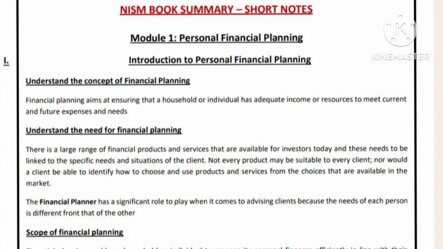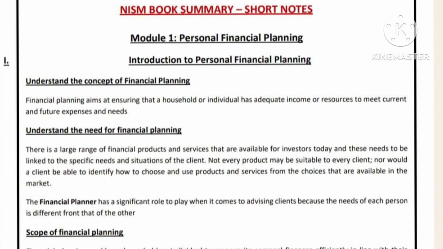Financial planning means a person is earning some amount, so he has to do some savings so that he is able to meet his current as well as his future expenses and needs. So that is the importance of financial planning. If we are not able to save any amount, we will not be able to do any investments, and we will not be able to achieve any goal. So, financial planning is very important.